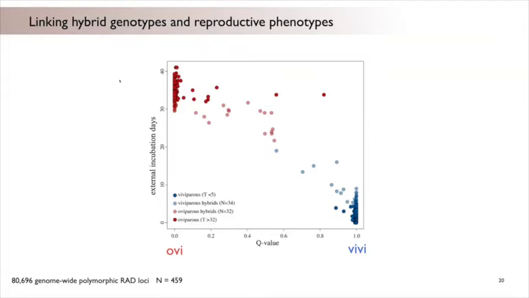So the Q value, as I showed you in the plot before, diverging between the oviparous and the viviparous, and this hybrid span between them.